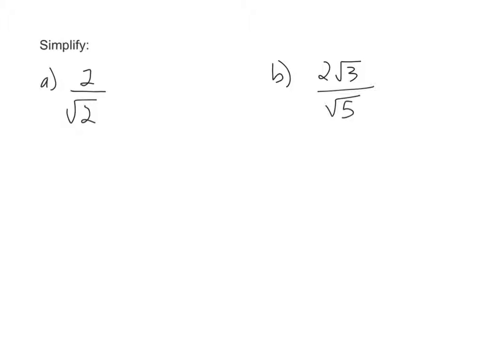So I'm going to multiply it by 1, but the 1 that I'm going to multiply it by isn't going to look like a 1. What's it going to look like? Anybody know? 2, close. 2 over 2? Root 2 over root 2. Nice.